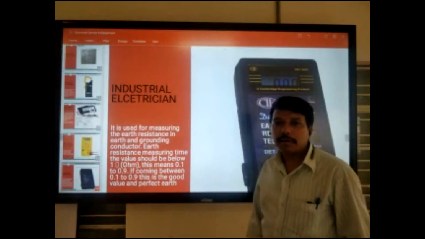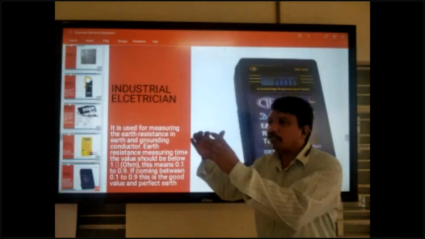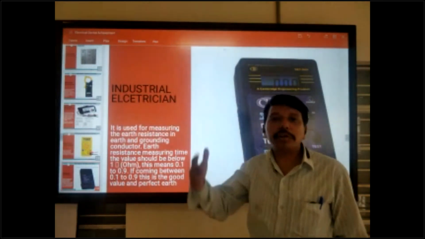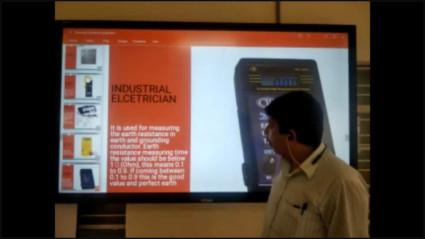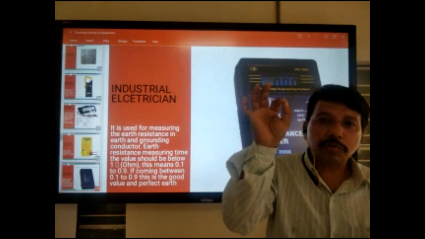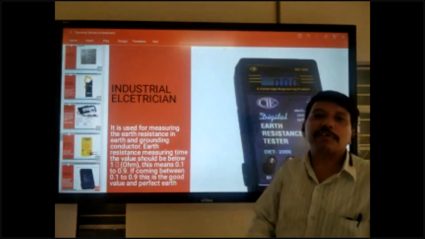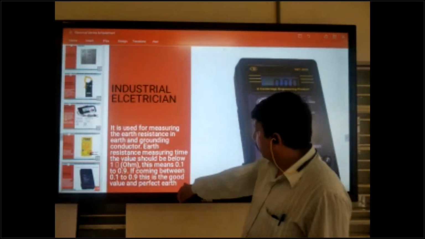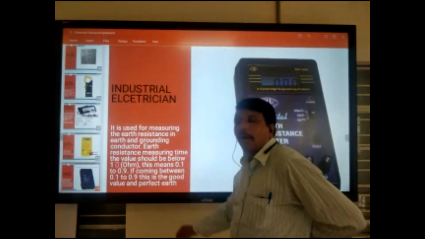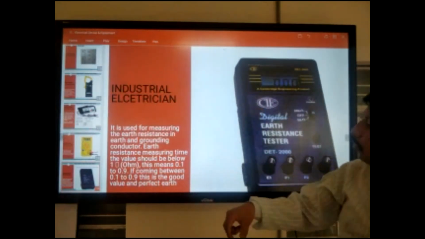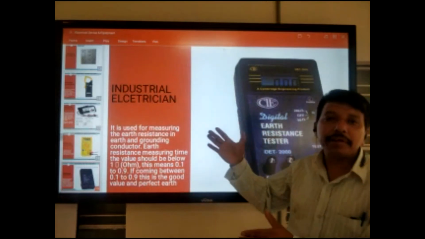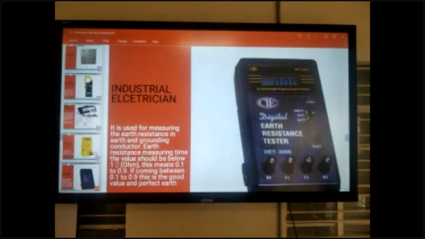Sometimes it is not working and not safe for you. If an electrical shock comes to you, that time it may not work either. This is a risk. So if a value below 1 is coming, any time the work is good and perfect. This is the good value and perfect earth. So between 0.1 and 0.9 means a good value of earthing.